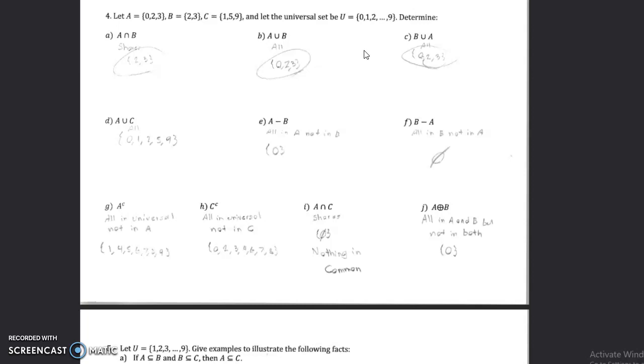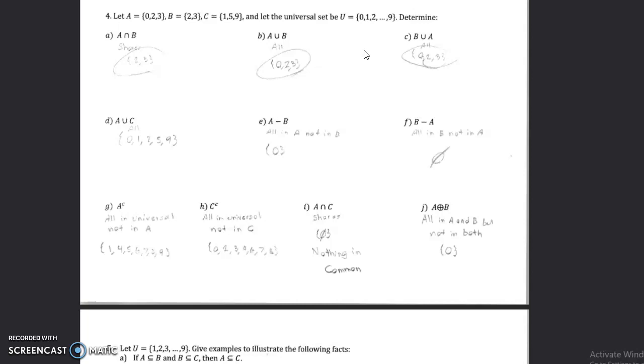For E, A minus B, which is completely different from algebra. This is basically asking for all the elements in A that are not in B. So if you take set A, which is 0, 2, and 3, and set B is 2 and 3, we can see that 0 is not in B, but it's in A, so our answer is going to be 0.